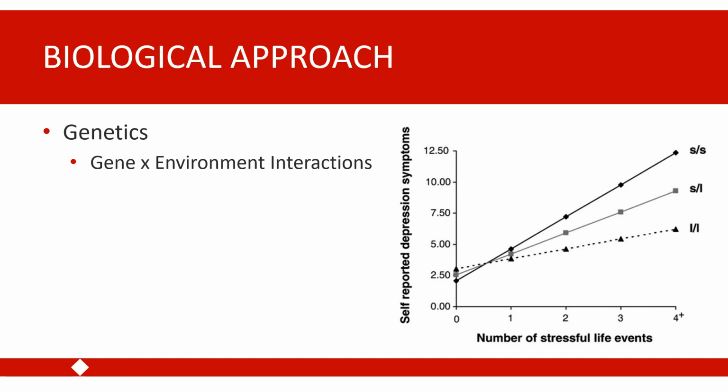So we can think of the short allele as a genetic risk factor for depression, but without stressful life events, someone with the short allele is not at any greater risk for depression than someone who does not have a short allele. In this case, the phenotypic expression of depressive symptoms depends upon the environment that someone with a particular genotype is exposed to.